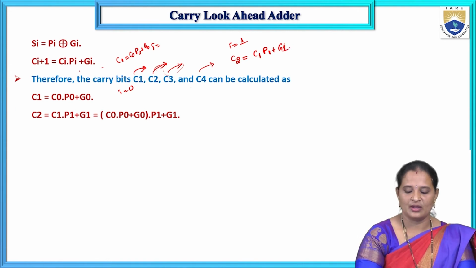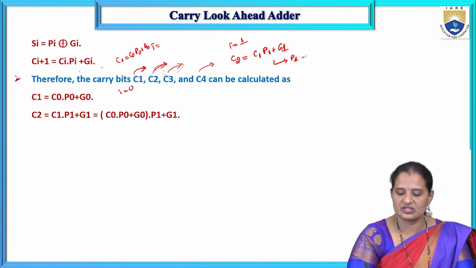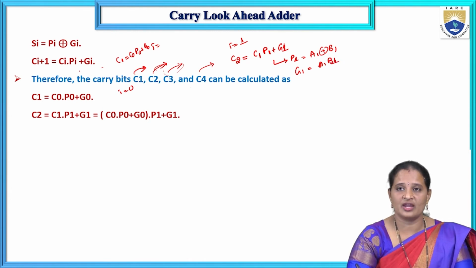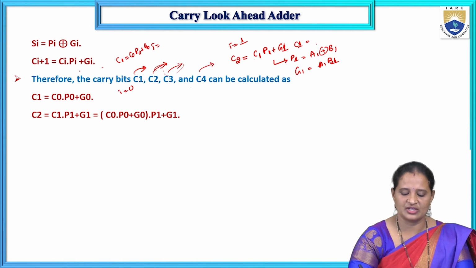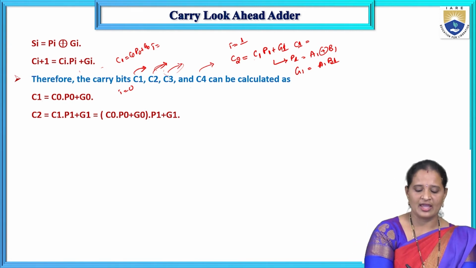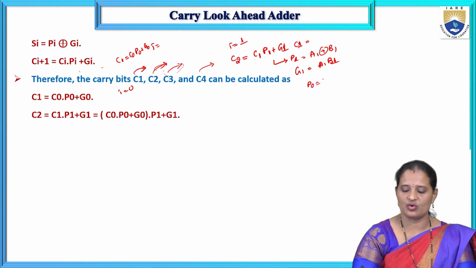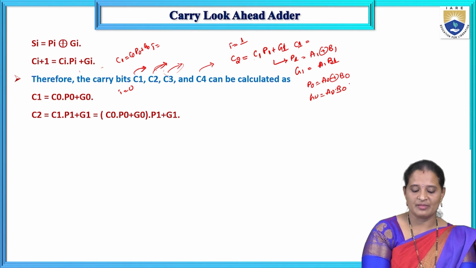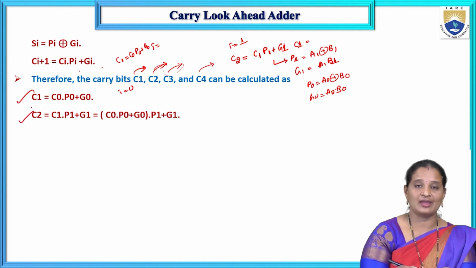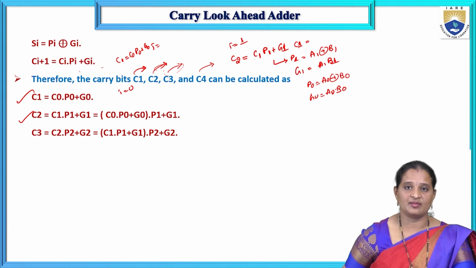So how can I get P1? P1 equals A1 XOR B1, whereas G1 equals A1 into B1. Am I waiting for any C1 here? No. C1 can be obtained by substituting the values here. P0 equals A0 XOR B0, and G0 equals A0 into B0. As I know all these values, by simply substituting, I can get C1 and I can also get C2. Similarly, C3 can be obtained like this.